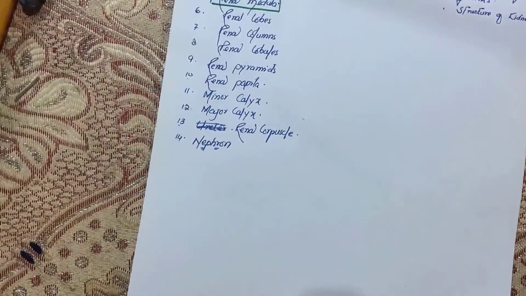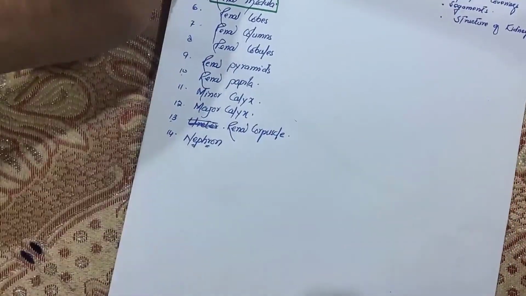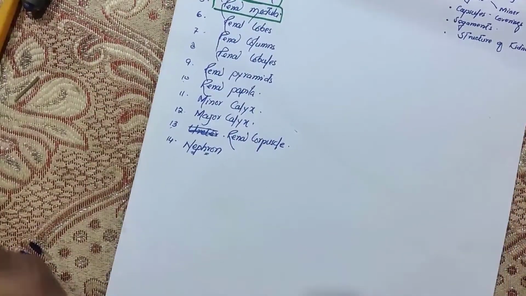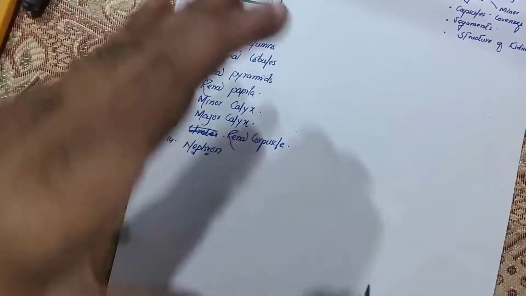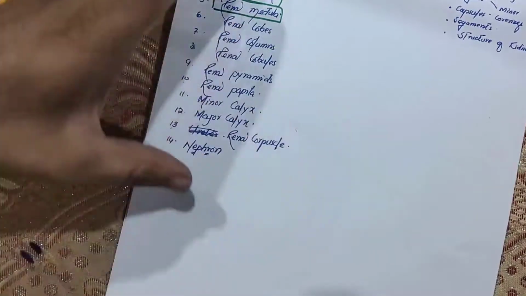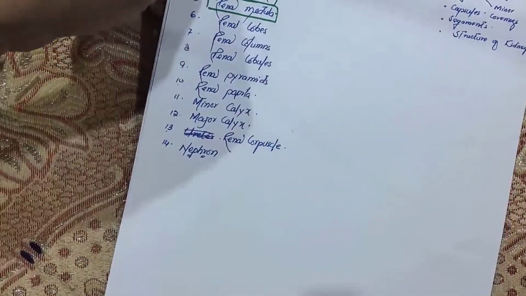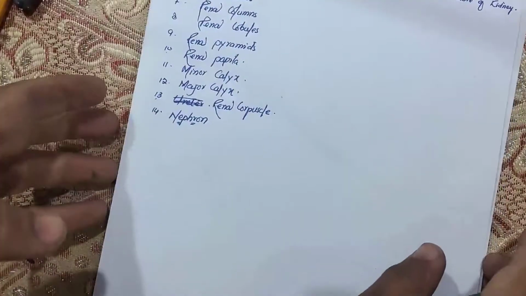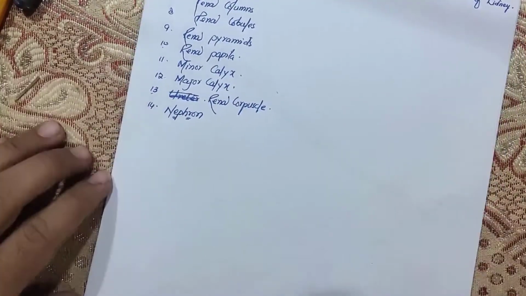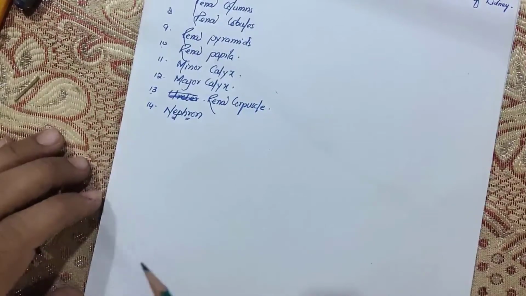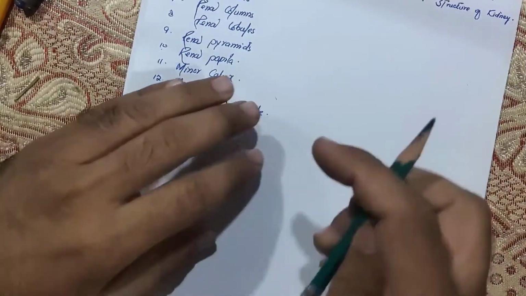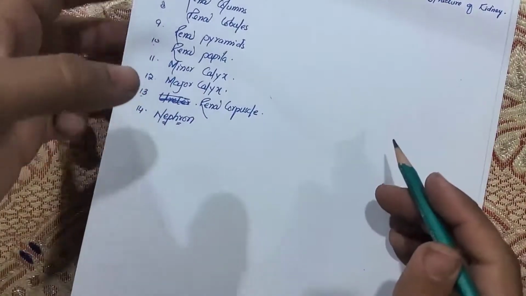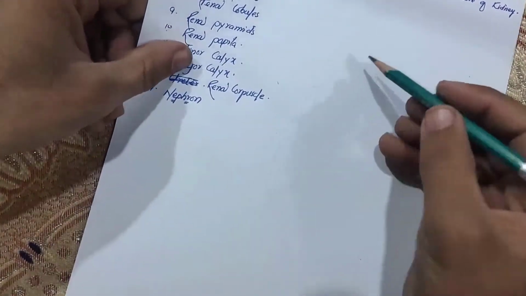Right, friends, if you want to know how to draw the kidney, let me make a diagram here and put all these important structures inside that diagram, and you will learn about the structure of the kidney very easily. So let me draw a diagram here first of all. Okay, so let's see all these structures in this diagram, friends.